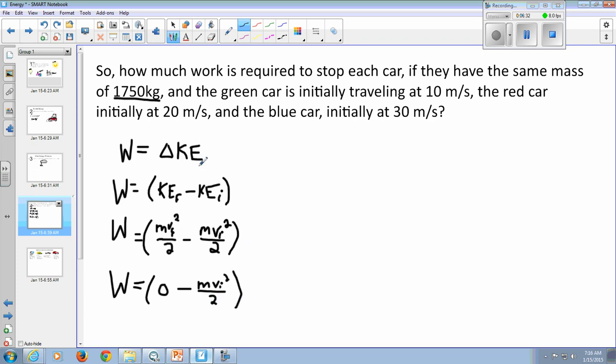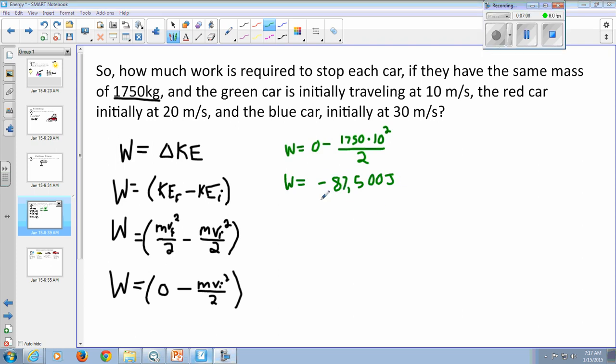So if we can figure out the initial kinetic energy of each of these cars, we can figure out how much work is being done. For the green car, we've got 0 minus 1750, that's the mass, times 10, which is the velocity in meters per second, squared, divided by 2, and we get minus 87,500 joules.